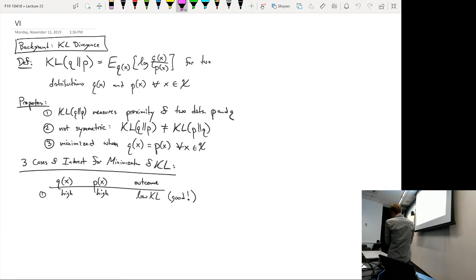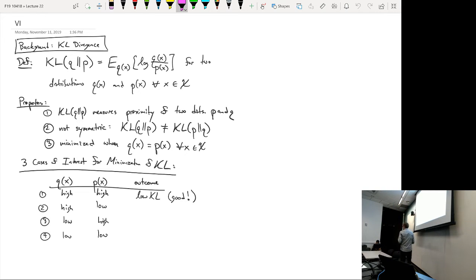Okay, so case number 2, let me actually write out all 3 cases just so that you see where we're going here. It would be where Q of x is high, P of x is low, and then the third case is going to be where Q of x is low. Why don't we break it into 4 cases just so that when you look back at this, it's not confusing. So this would be high, low. So when Q of x is high and P of x is low, how is that going to affect the KL divergence?